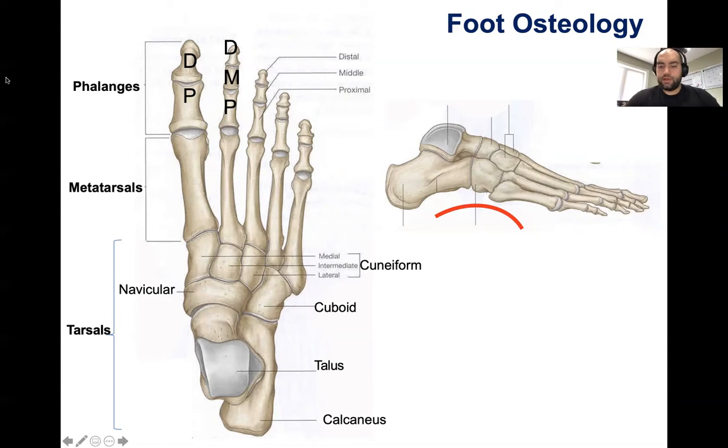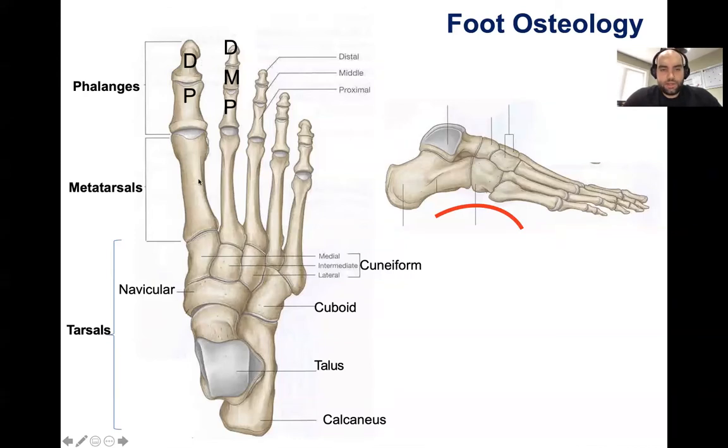Okay, so let's start with the top over here. So the phalanges. You'll notice that similarly to the hand, the foot also has 14 phalanges, and that's because the great toe only has 2, while the remaining 4 digits have 3, right? So the great toe will have the distal phalange and the proximal phalange, and digits 2 to 5 will have the distal, the middle, and the proximal phalange. So those are the biggest differences there.